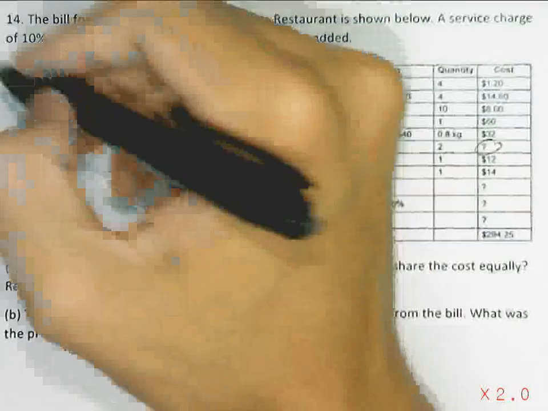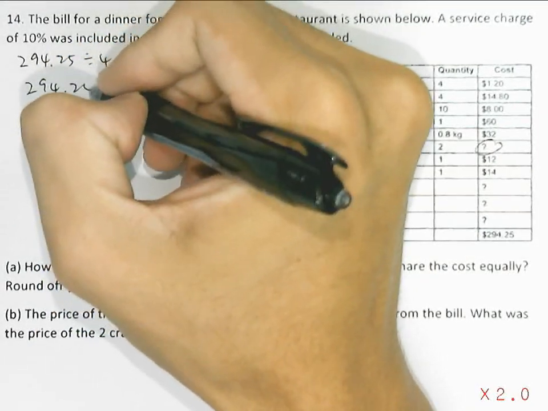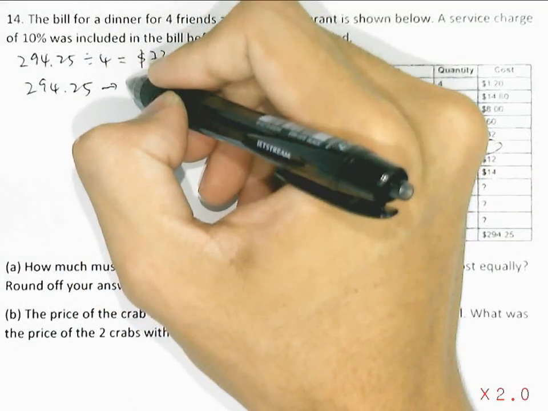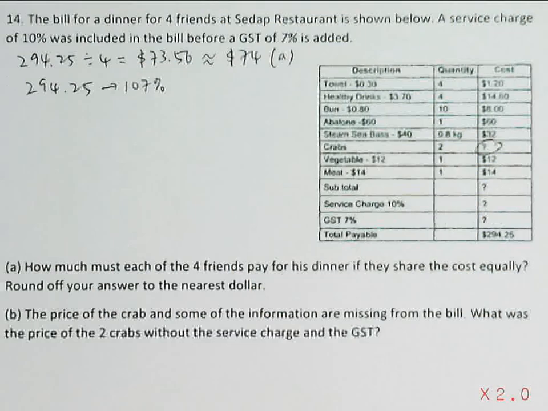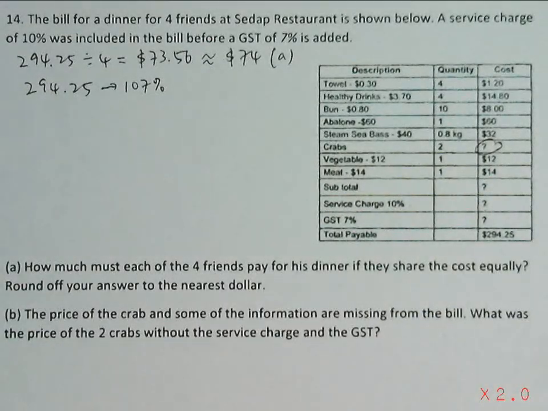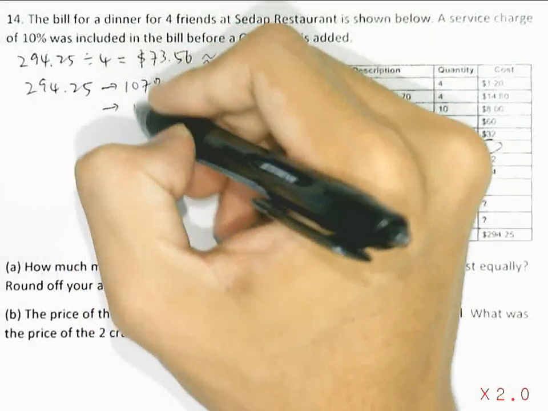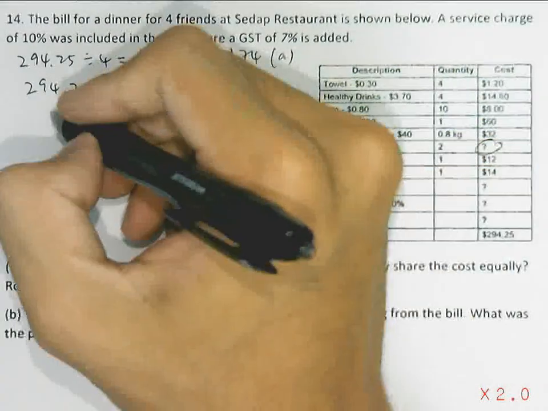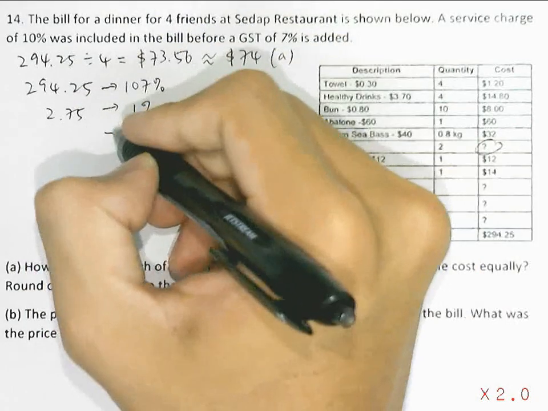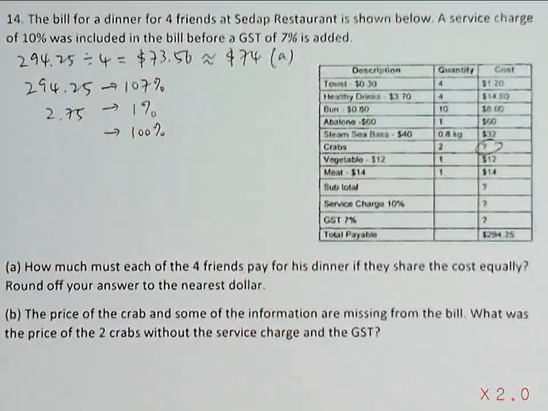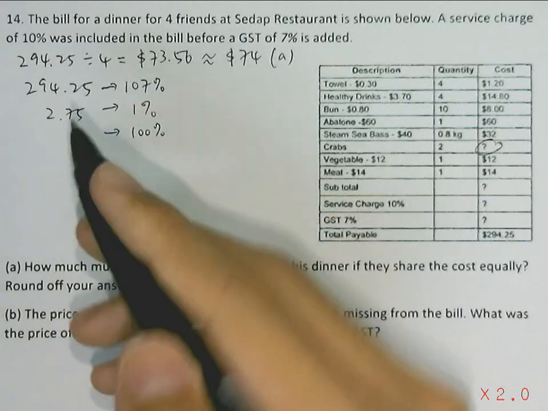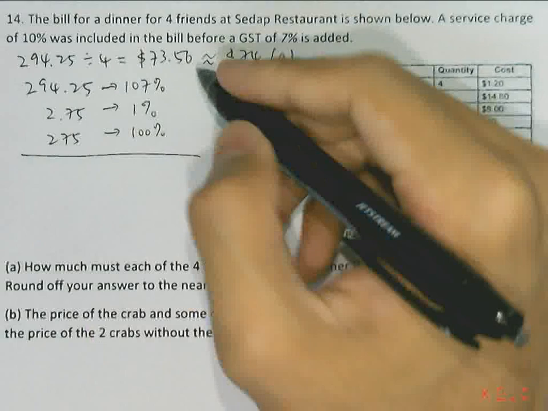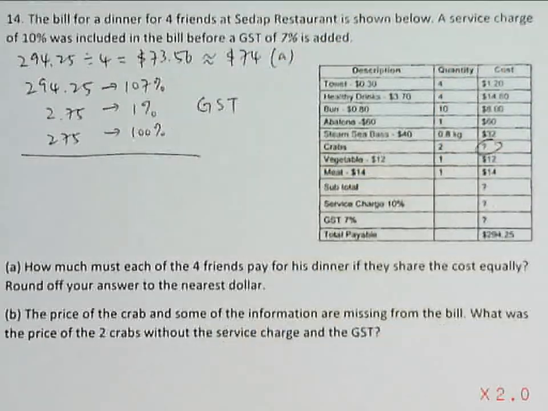So we know that $294.25 is after the GST, which was 7%, so then it will be 107%, right? Because GST was an additional 7%. So we can find 1% by taking $294.25 dividing by 107. That will give us $2.75. So we can find 100% by taking 2.75 multiplying by 100, giving us $275 before the GST.